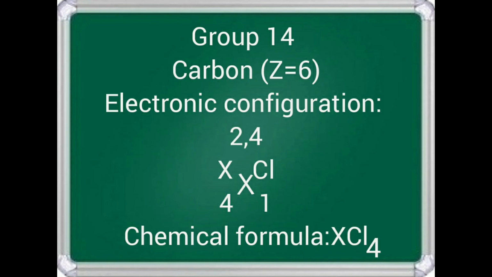First of all, we discussed the case of silicon. Now we have understood it by taking the example of carbon, an element of group number 14 again. Formula is CCl4 and bonding is covalent bonding.